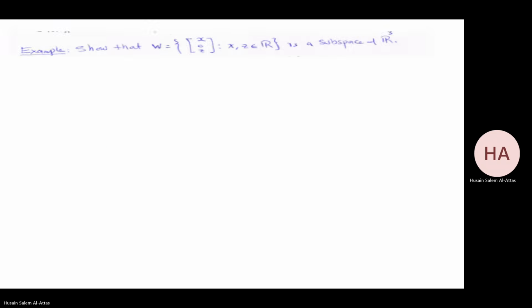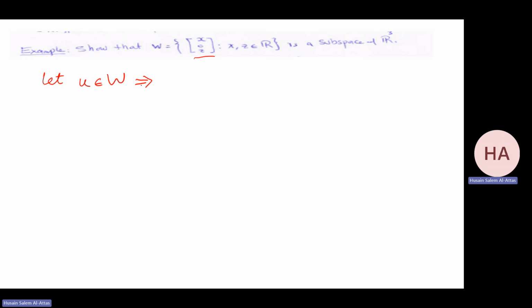Okay. Show that this is a subspace. You said "show that," which means you need to prove it. So you can write it this way, as a row vector or column vector. It's okay. Now, this is my set.